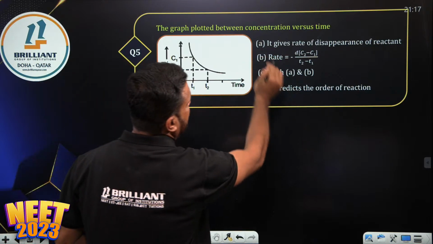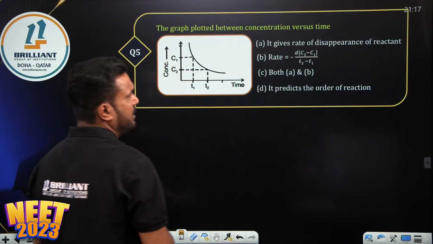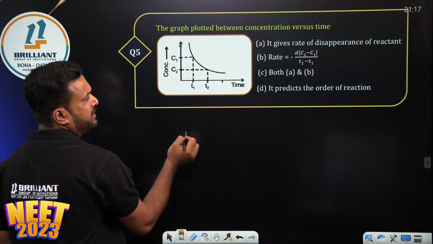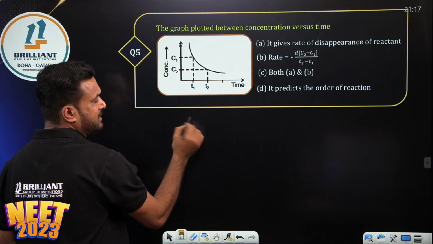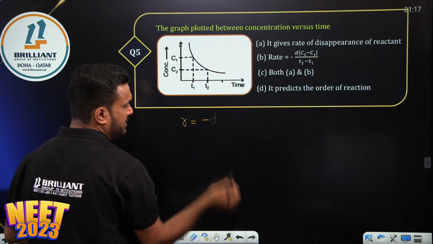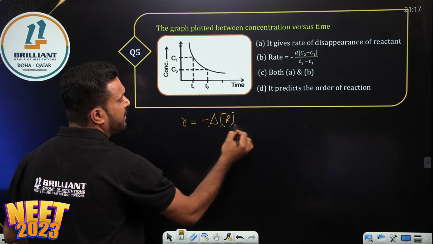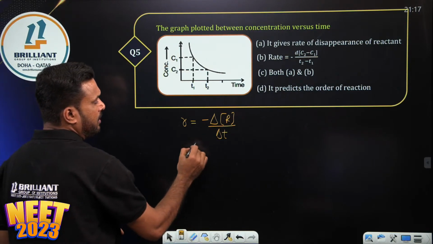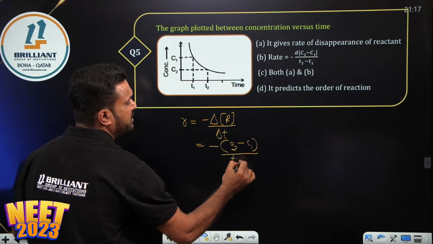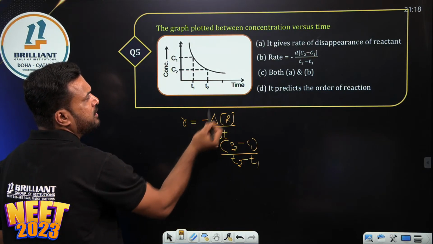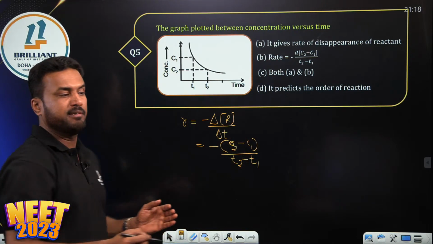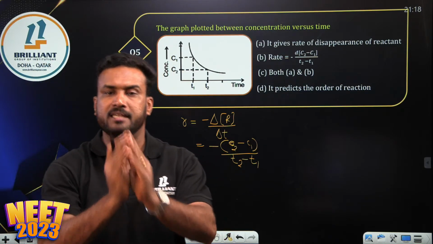Here they are asking which one is correct. So let us see. It gives the rate of disappearance of reactant. Yes, rate of disappearance of reactant: for a reaction generally we will write rate is equal to minus d concentration of R, we can take delta also, minus delta concentration of R divided by delta T. This is our equation according to a reactant. This can be expanded as minus of C2 minus C1 divided by T2 minus T1. That is the rate of disappearance of reactant. C2 minus C1 will give the change in concentration, and T2 minus T1 will give you the change in time.